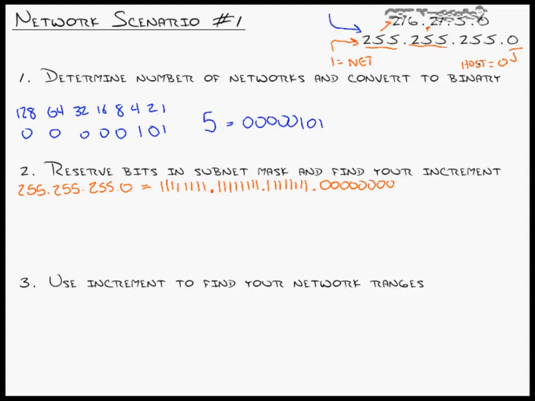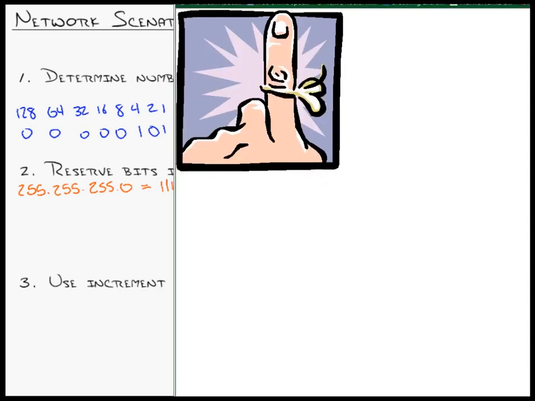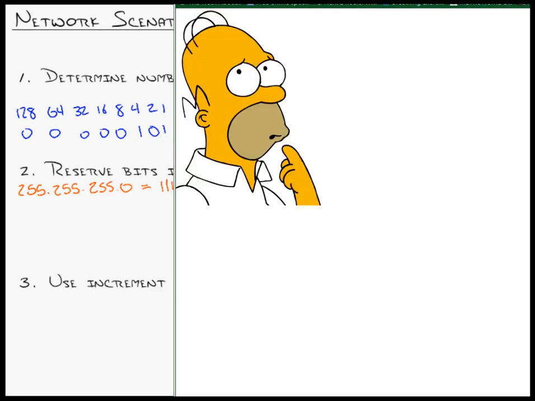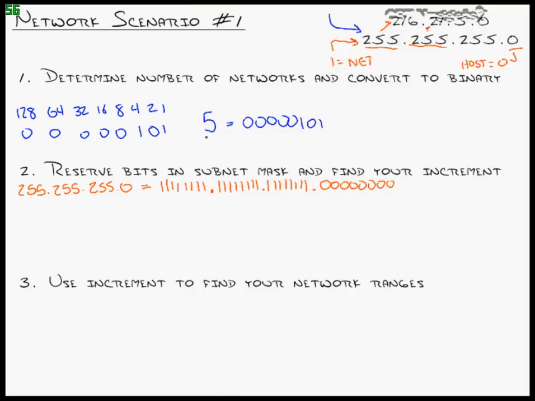So think in terms of binary. Whenever you see a digit 1, think network. If you ever see a 0, think host. I need to repeat that once more. Whenever you see 1, that equals network. Whenever you see 0 in the subnet mask, that equals host. So we only have one network and we need to create more. That is the goal.